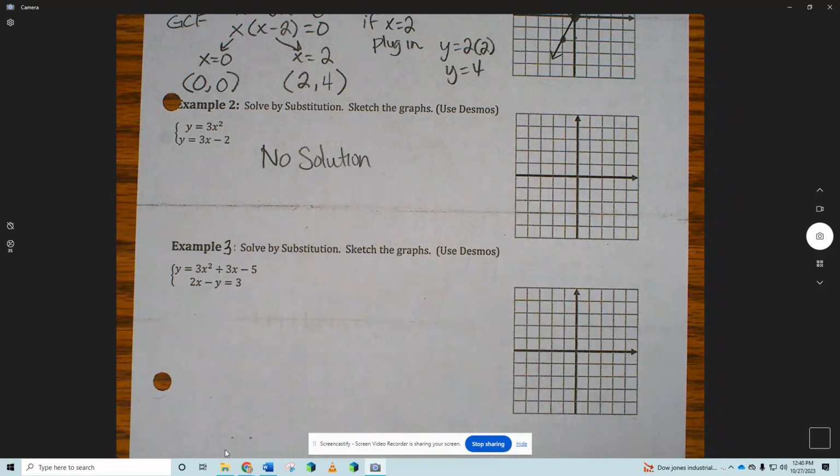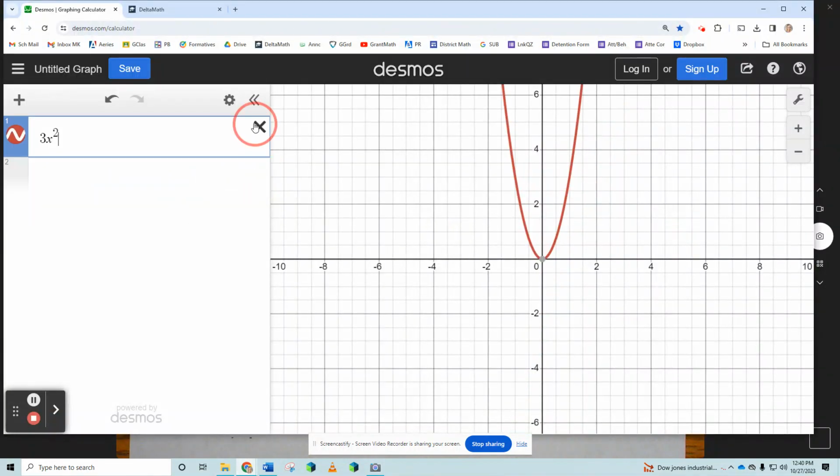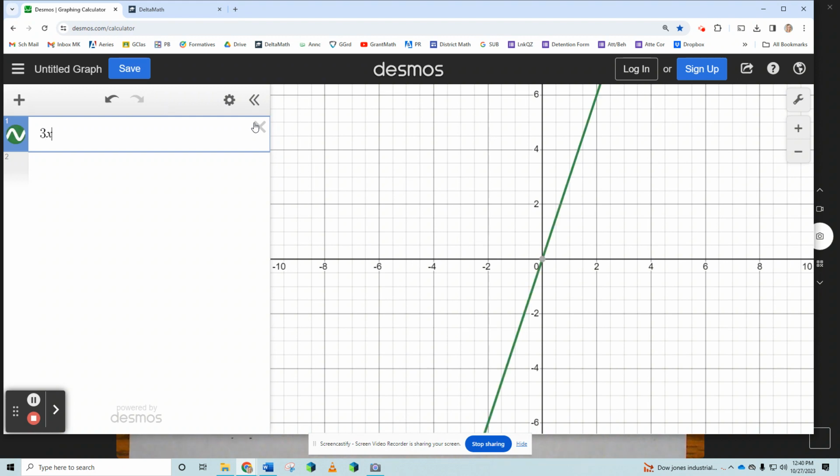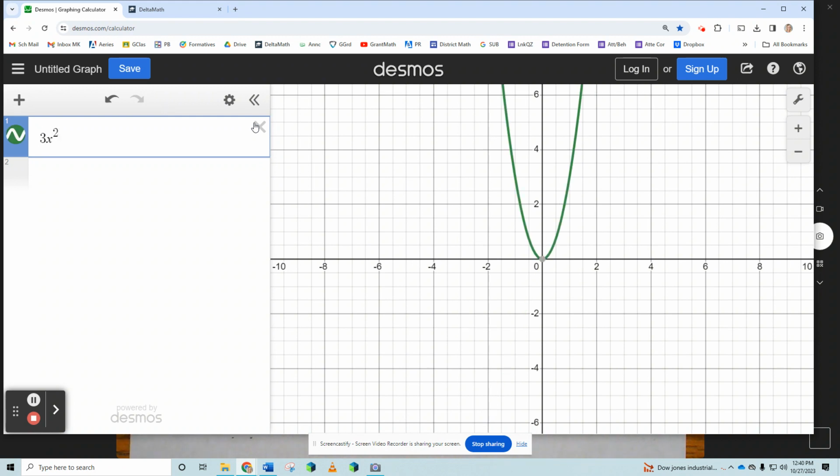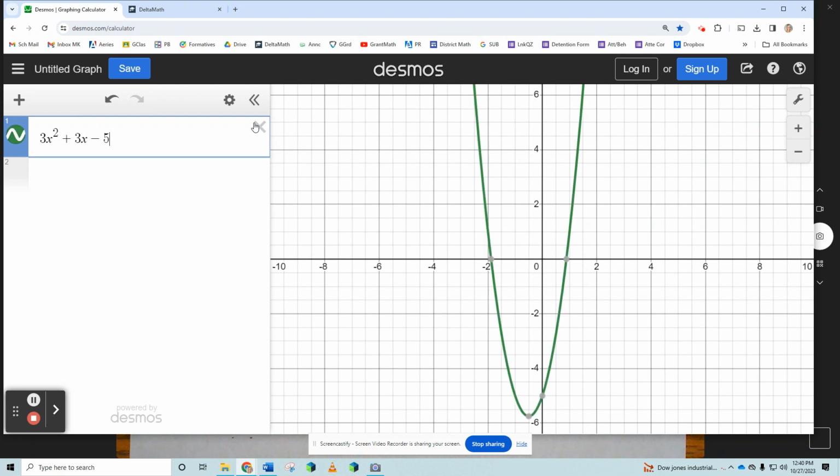And where do those intersect? Three x squared plus 3x minus 5. And you can write it. You guys need to change this 2x minus y to y equals mx plus b. You cannot type 2x minus y into Desmos. You have to change it to y equals mx plus b. Notice we've never typed in y equals on any of these. So change it to y equals mx plus b.